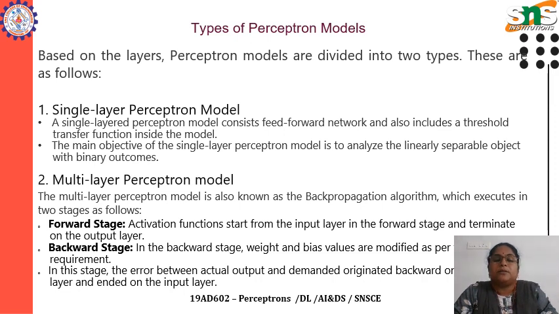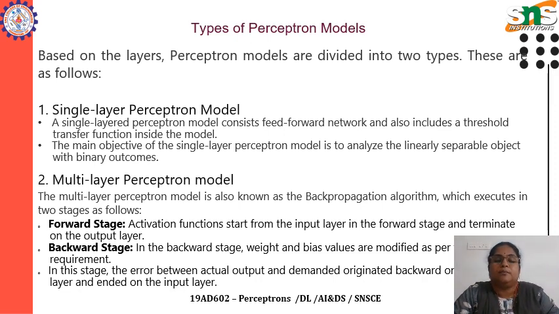Okay. Types of perceptron model: perceptrons are divided into two types, single layer perceptron model and multi-layer perceptron model. The single layer perceptron has only a feed forward network, it has only one layer, so it is called single layer, right? It also includes a threshold transfer function inside the model. The main objective of the single layer perceptron is to analyze linearly separable objects with a binary outcome.